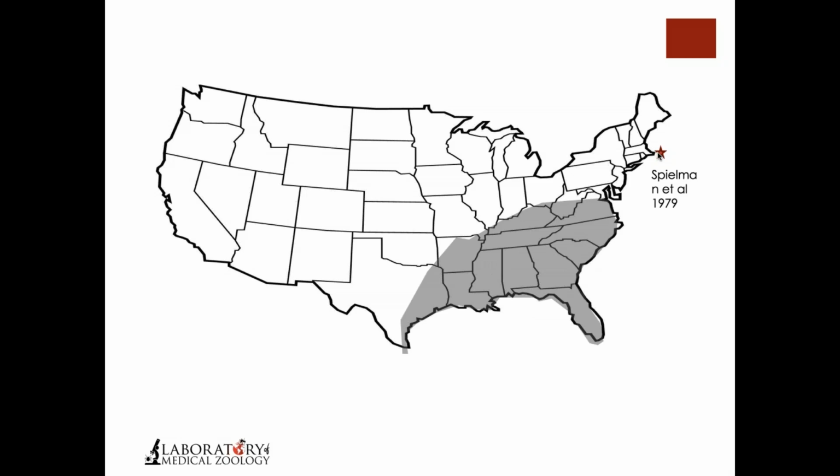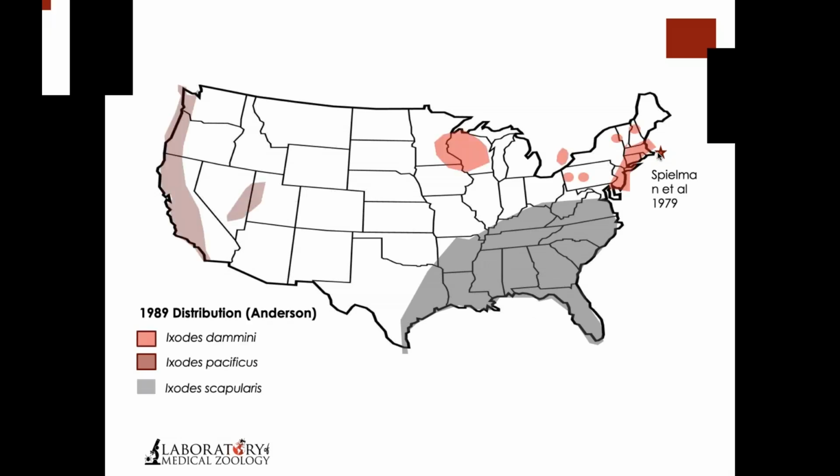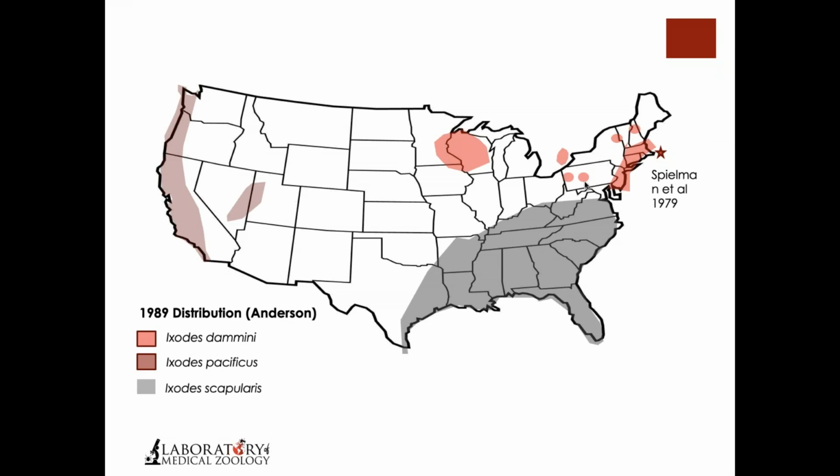By 1989, the distribution of that northern species, Ixodes damani, was as follows. Here you see the Ixodes pacificus ticks in the western United States. The distribution of Ixodes scapularis was in the southern United States. And then this new species that Spielman had described in '79, by '89, there were all these little pockets that started to show up. And it's unlikely that all of these were attributable to expansion of the range that quickly. It's probably that there were several foci.